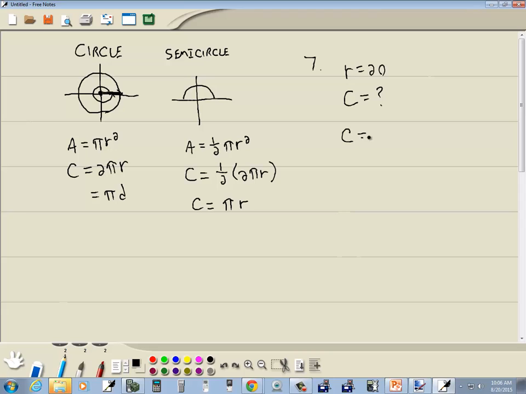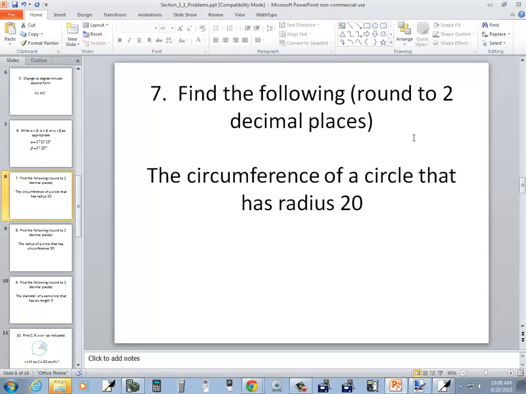So circumference is equal to 2 pi r, and they told us that r is 20. Did I put a unit measure on that? I guess I didn't. It's pretty vague, but so then circumference, 2 times 20 gives us 40 pi. And they want us to round to 2 decimal places.